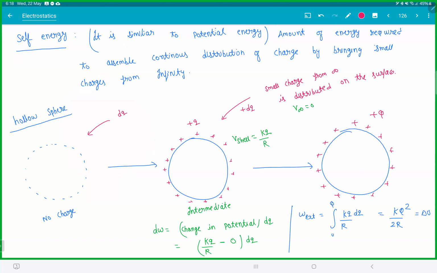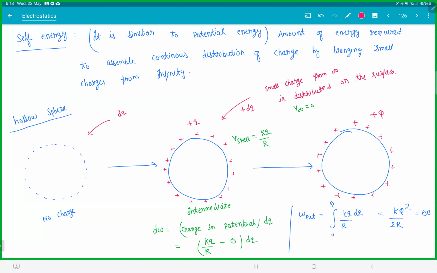You can use the same logic for gravitation also. It works. This is called self-energy. But in gravitation it will always be negative, right? So minus. That means you need not give actual energy to form it. It will release energy whenever it forms. So to separate them, you have to provide energy. That is the meaning of the negative sign.